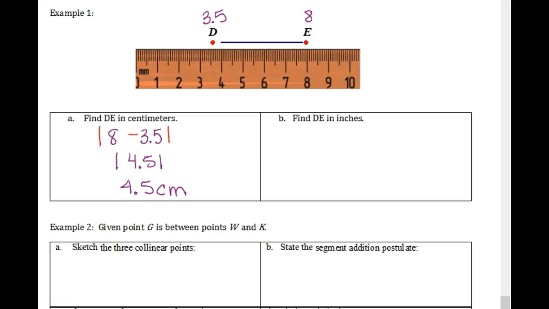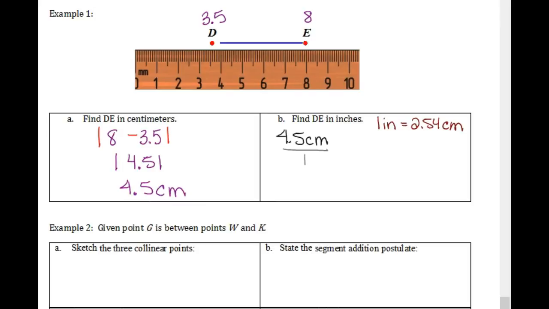Our next job is to figure out what DE is in inches. For that, I'm going to need to use unit conversion. What is the relationship between centimeters and inches? 1 inch is worth 2.54 centimeters. So we will start by writing 4.5 centimeters as a fraction, and we will multiply by a fraction in such a way that centimeters goes away and we are left with inches.